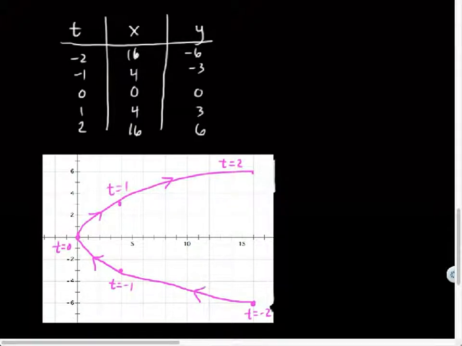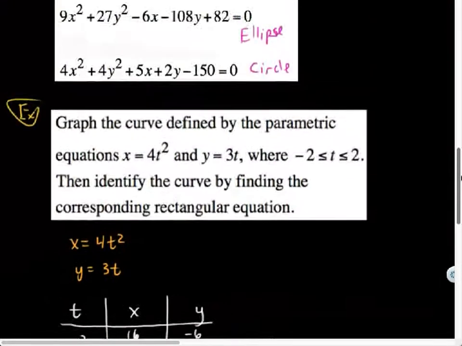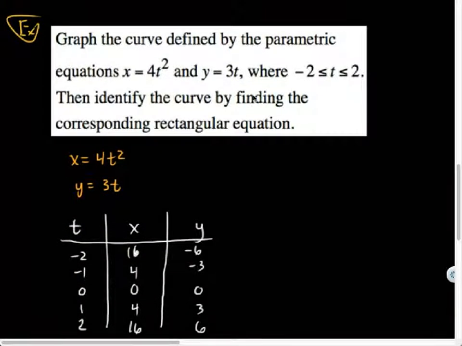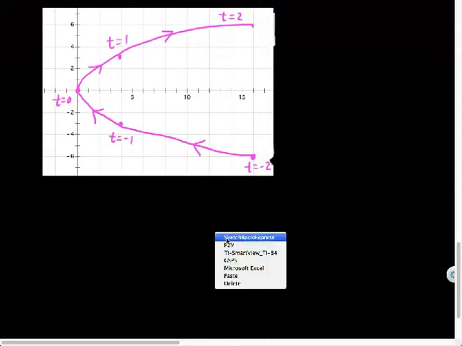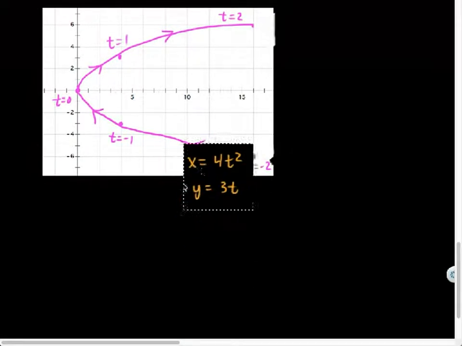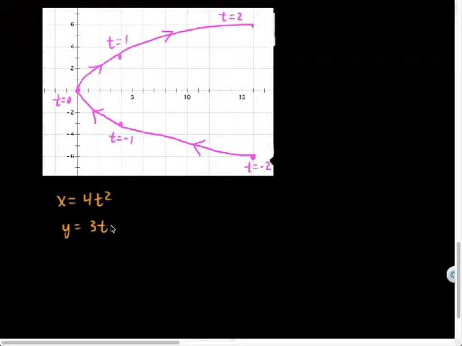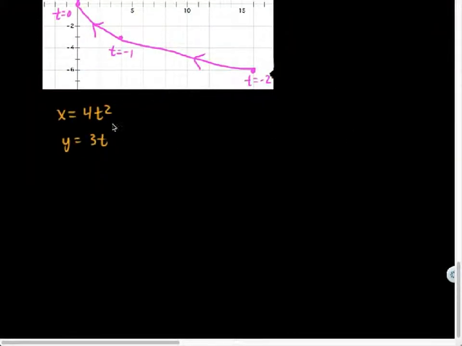So now they asked a second part of this question. They said, identify the curve by finding the corresponding rectangular equation. Now that's actually not going to be as bad. And I think we did tinker around with this concept before, when we were converting to vector equations or rectangular ones, right? What I'm going to do is solve for t in both equations and substitute.